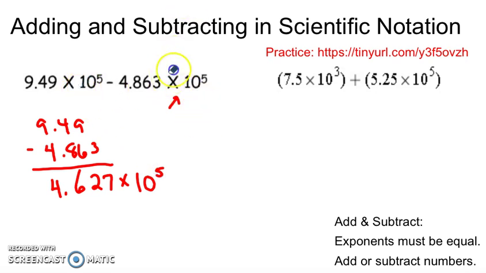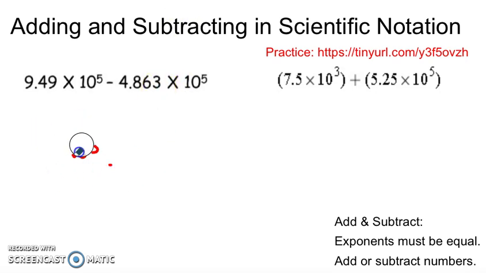However, the problem occurs whenever you do not have the exponents the same. Really, you have to get these exponents the same. There's not a shortcut outside of making the exponents be the same number. So in this case, you have 7.5 times 10 to the third plus, and it doesn't matter right now whether it's plus or minus because we're learning how. The rules are the same, plus 5.25 times 10 to the fifth.